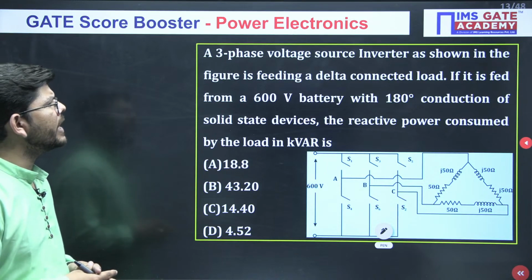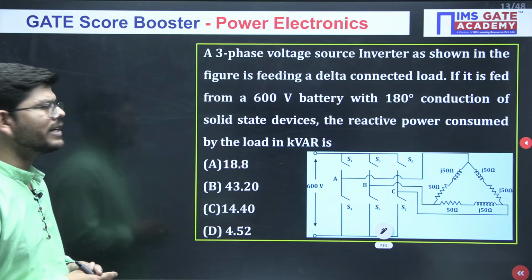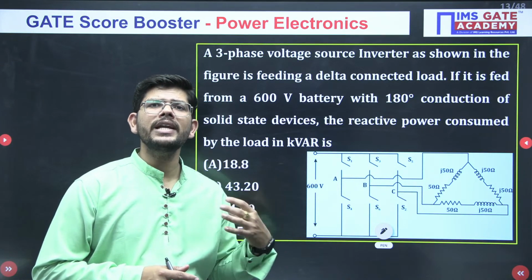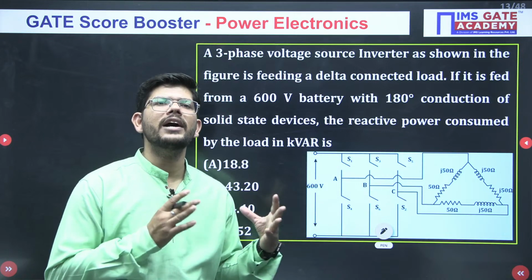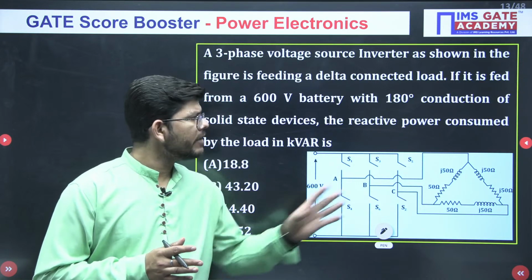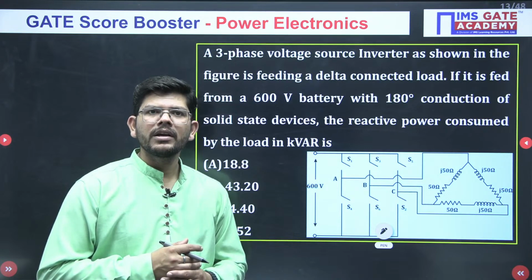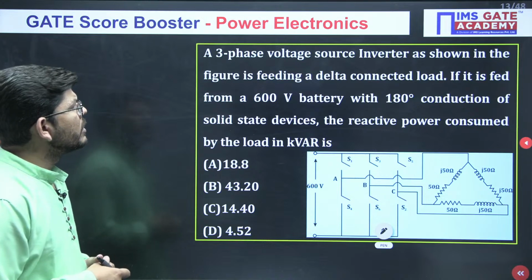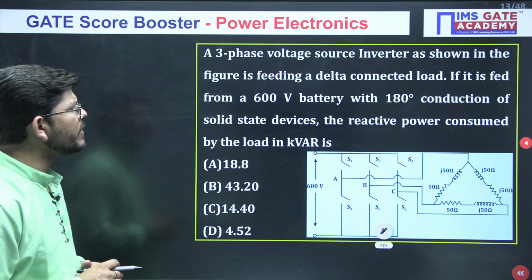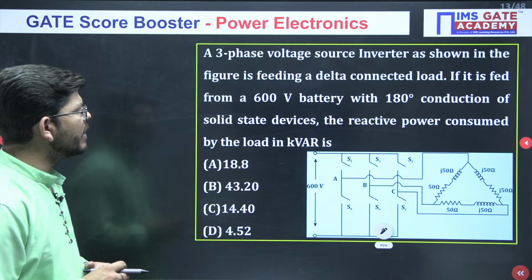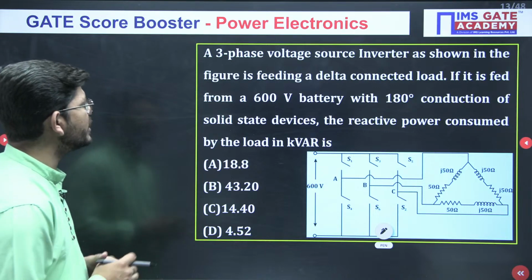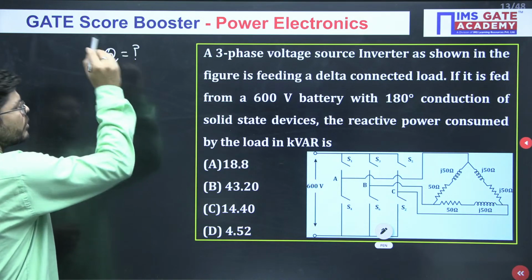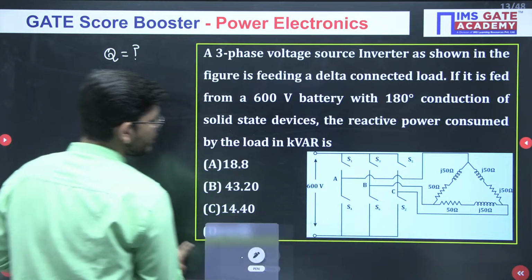A 3-phase voltage source inverter as shown in the figure is feeding a delta connected load. Whatever formula we have written, while doing the analysis, we have assumed a star load, isn't it? And here we have been given the delta load. So what do we have to do in that case? I'm leaving that to you. It is fed from a 600 volt battery with 180 degree conduction of solid state devices. The reactive power consumed by the load in kVAR will be, you have to find the reactive power consumed. Your time starts now.